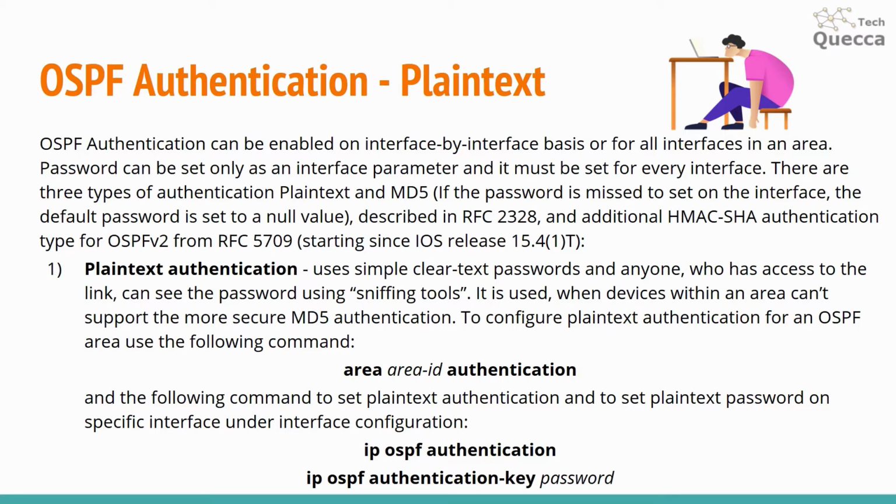So plaintext authentication uses simple clear text password, and anyone who has access to the link can see the password using sniffing tools. It is used when devices within an area cannot support the more secure MD5 authentication. To configure plaintext authentication for an OSPF area, use the following command under OSPF configuration: area ID authentication. And the following commands you need to use to set plaintext authentication and to set plaintext password on specific interface under interface configuration: IP OSPF authentication and IP OSPF authentication key. And here you need to specify your password for OSPF authentication for this interface.